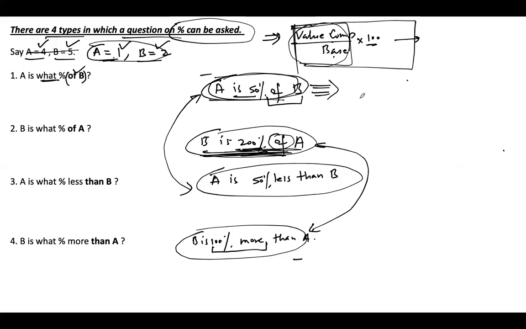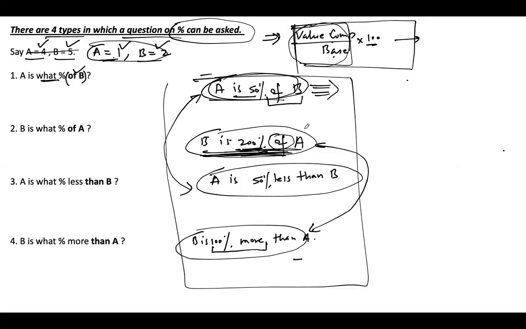Because A is half of B or 50% of B. Like it's a smaller number, right? That means B is greater. So can I say A is definitely less than B? So if A is 50% of B, I can say that A is 50% less than B. Yes. So we can use this application anywhere.